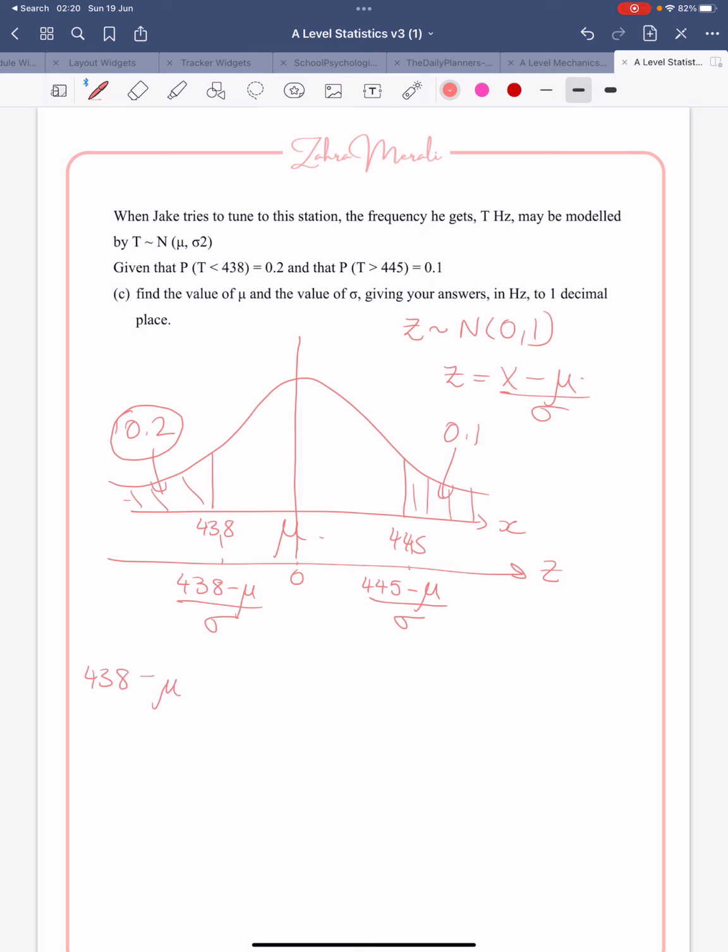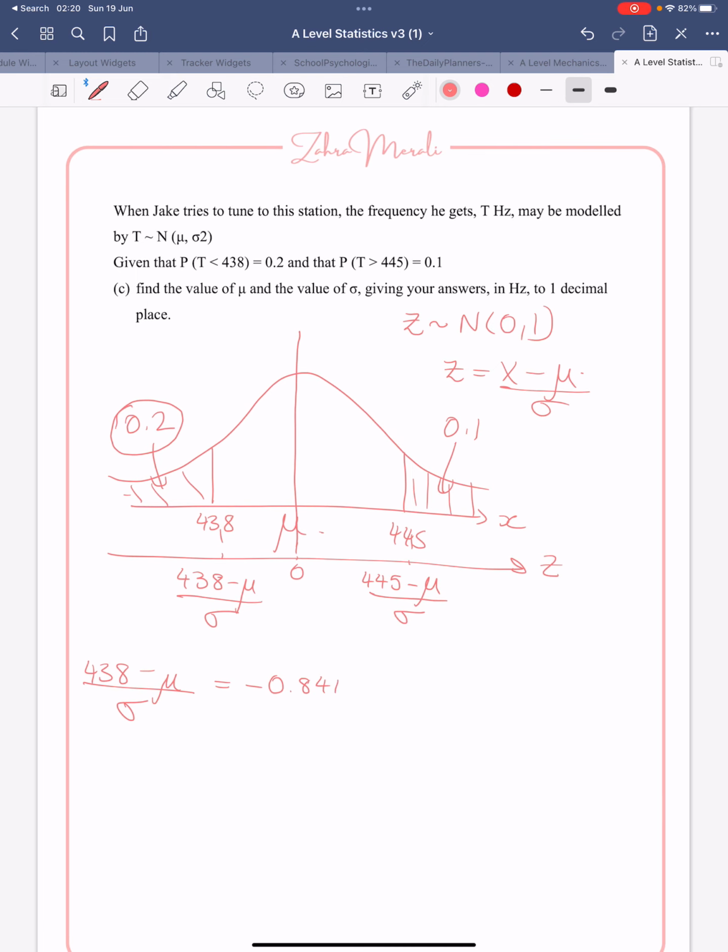So in your calculator, you could use inverse normal. It gives it to you on the tables, but if you use inverse area on your calculator, you should be able to get there quite quickly. And then we end up with two nice simultaneous equations to solve. So that one equals 1.2816. I'll let you solve those, but you end up with a standard deviation of 3.3, and they want it to 1 decimal place. So your mean is going to be 440.8.